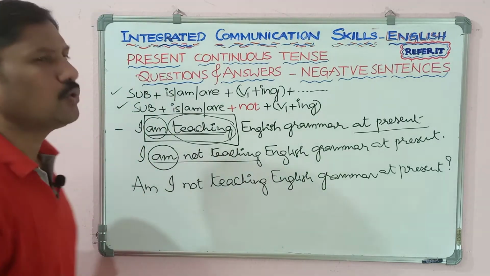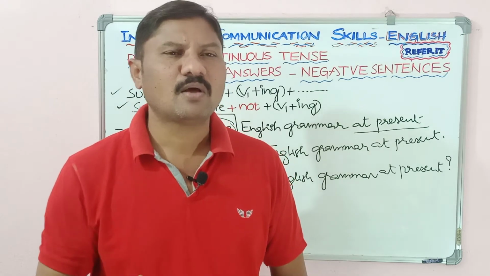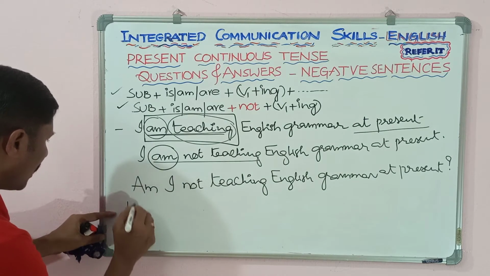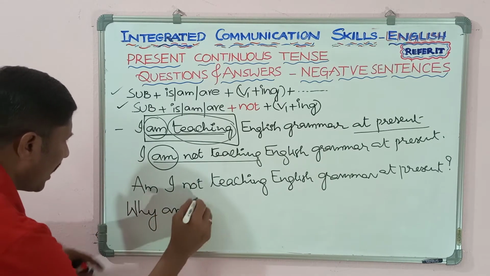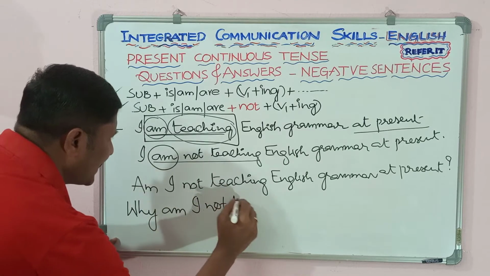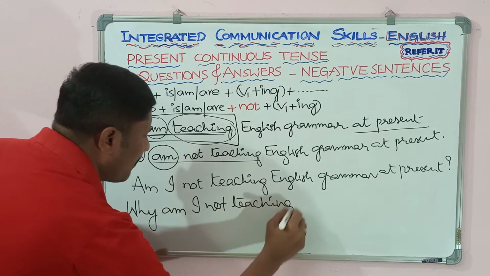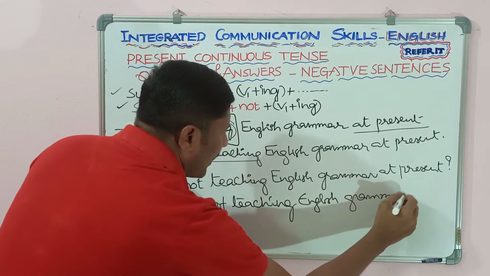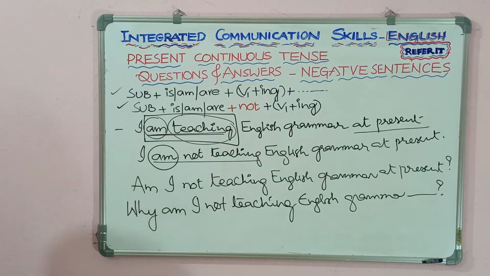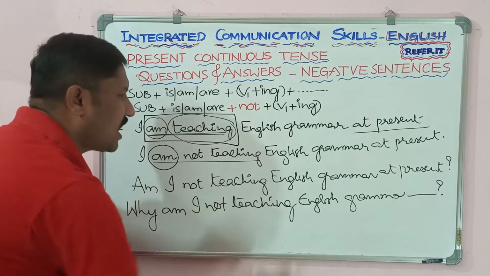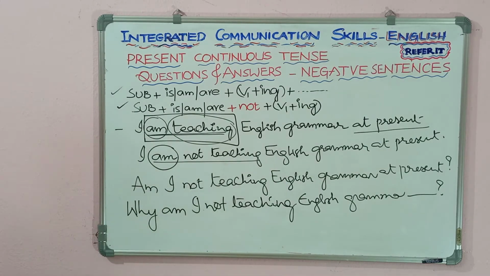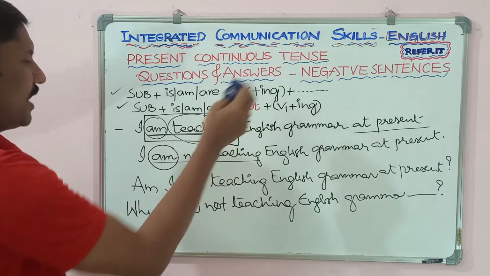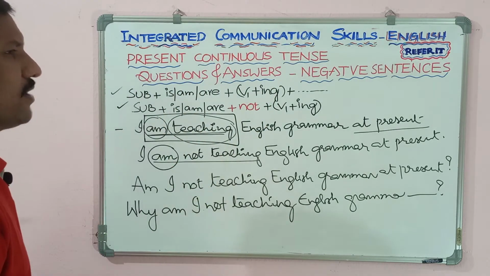Right. Next, you can add WH words for framing WH questions. Come on, I am adding why. Why am I not teaching English grammar at present? So this is the WH question. Question word question. Okay, like this we can write negative sentences and questions and answers.